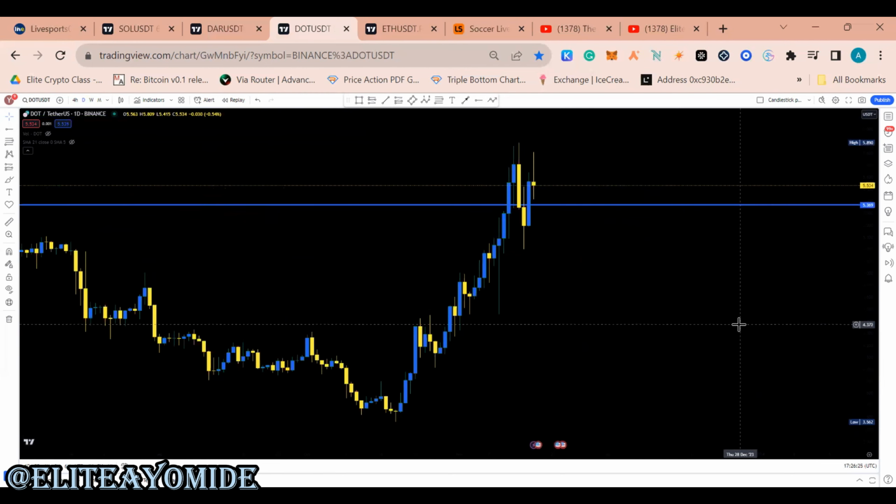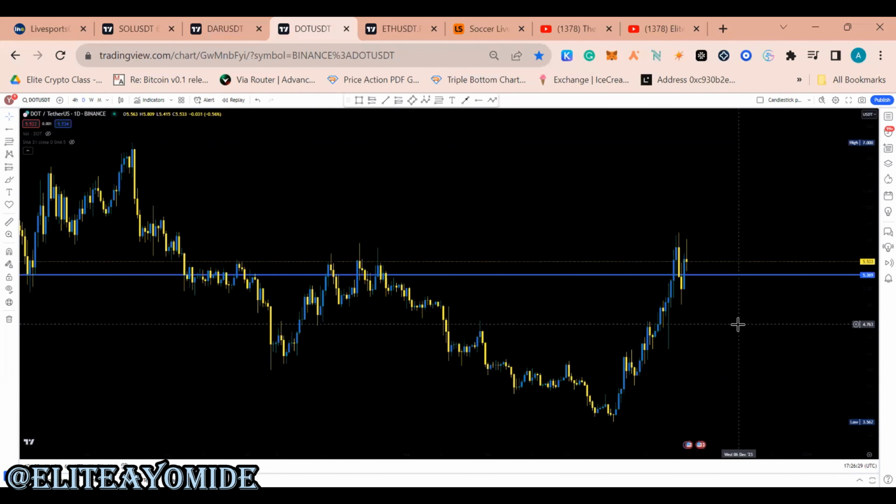Now, don't forget that any area of value you are drawing, you have to make sure that you are treating it like a region. For instance, this line that I'm drawing now, I'm treating as a region. So let's get to another one.